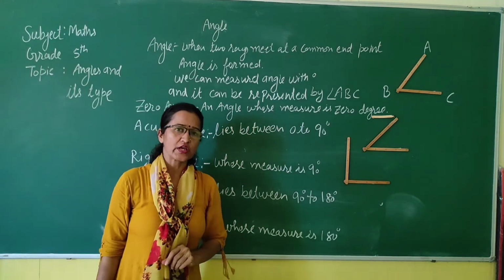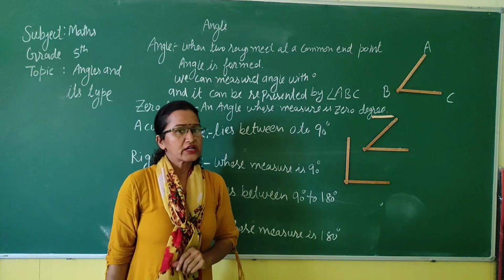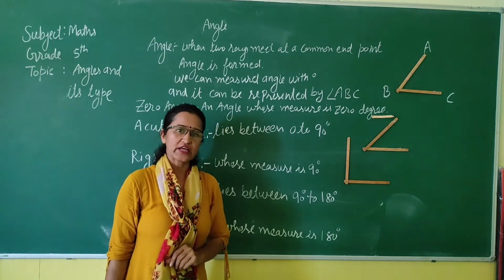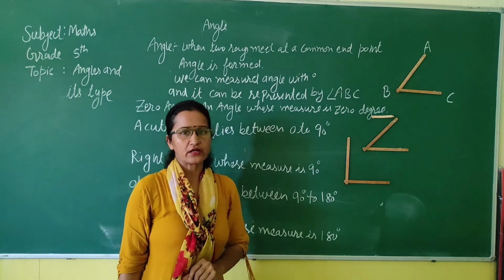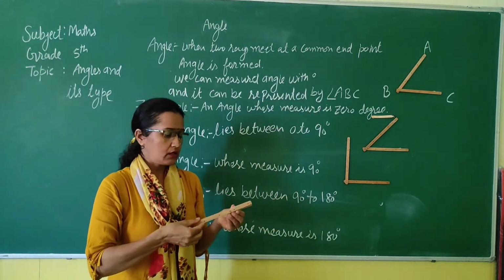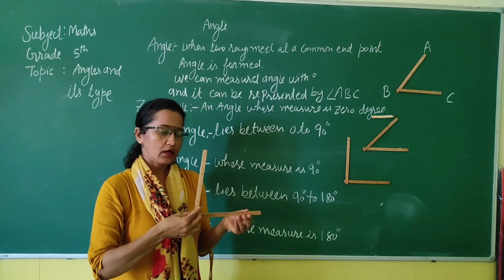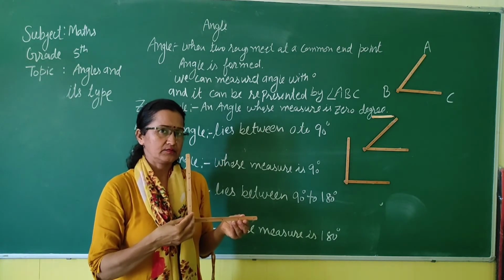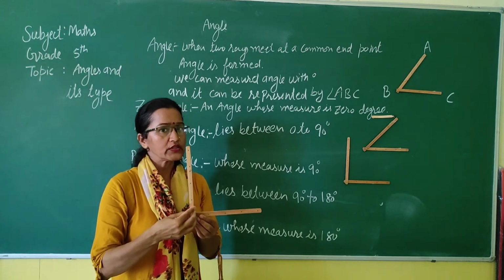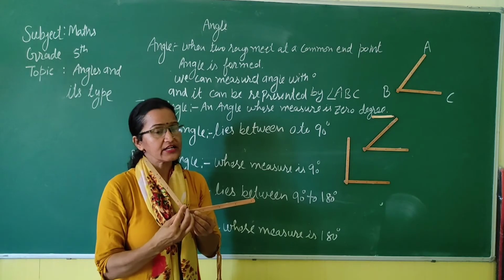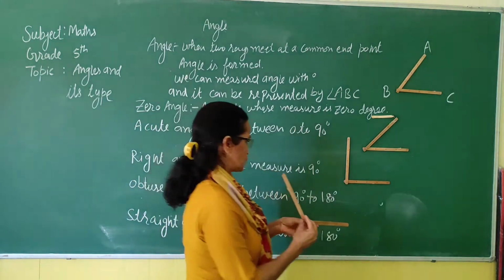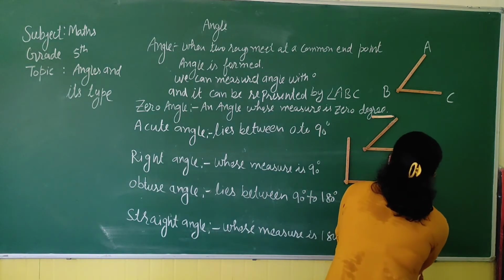Next is the obtuse angle. Obtuse angles lie between 90 and 180 degrees. Now this is a 0 degree angle, an acute angle, and this is a right angle, a 90 degree angle. When the angle is more than 90 degrees but less than 180 degrees, then an obtuse angle is formed. So this is an obtuse angle.